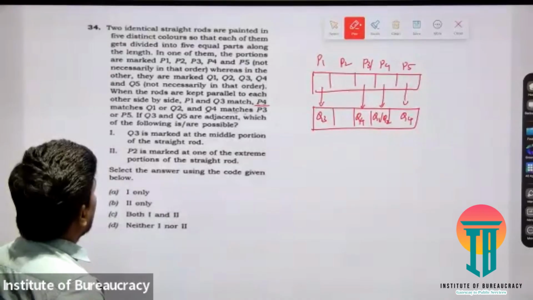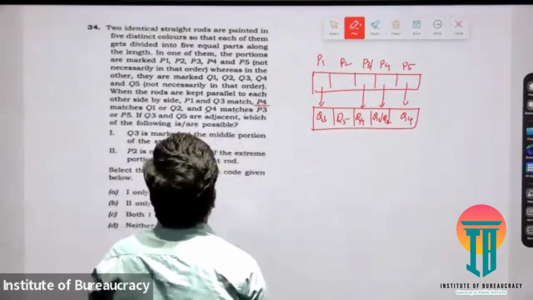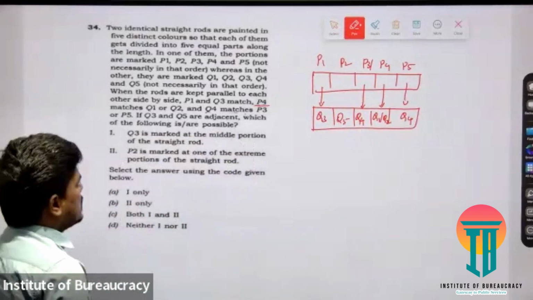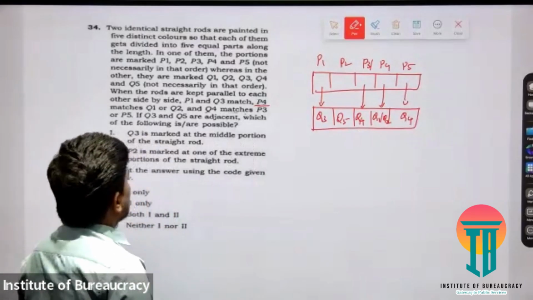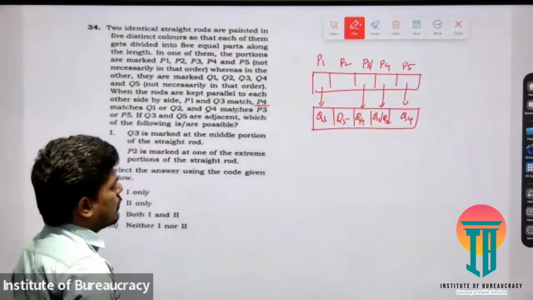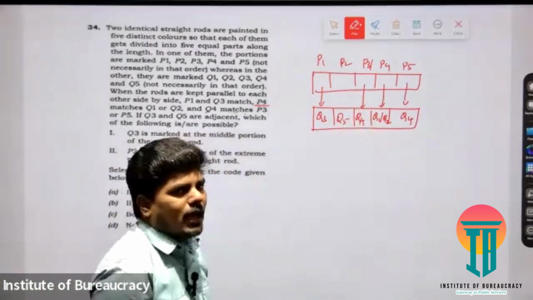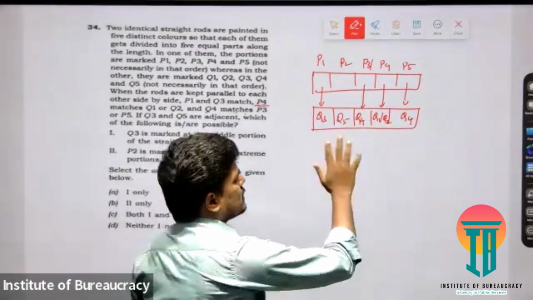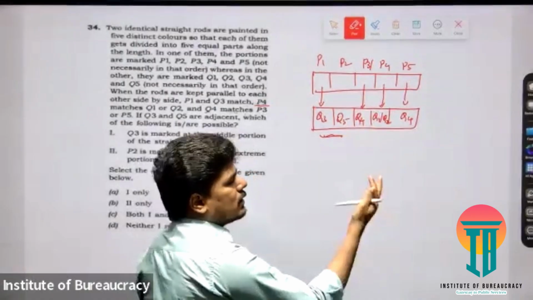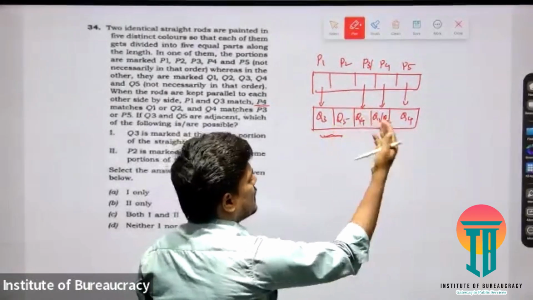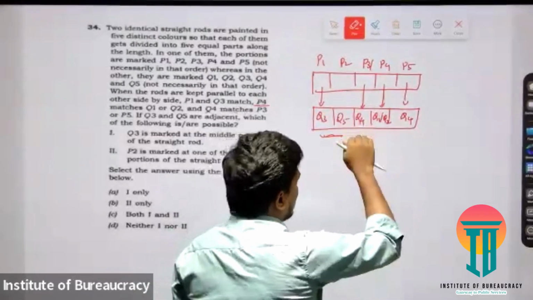If Q3 and Q5 are adjacent, which of the following are correct? Okay. Q3 is marked at the middle portion of the straight rod. Is there any restriction that Q3 cannot come in the middle portion? Have they given any adjacents? Only this they have given, adjacent. Adjacent means whether Q5 comes that side or this side, we don't know.